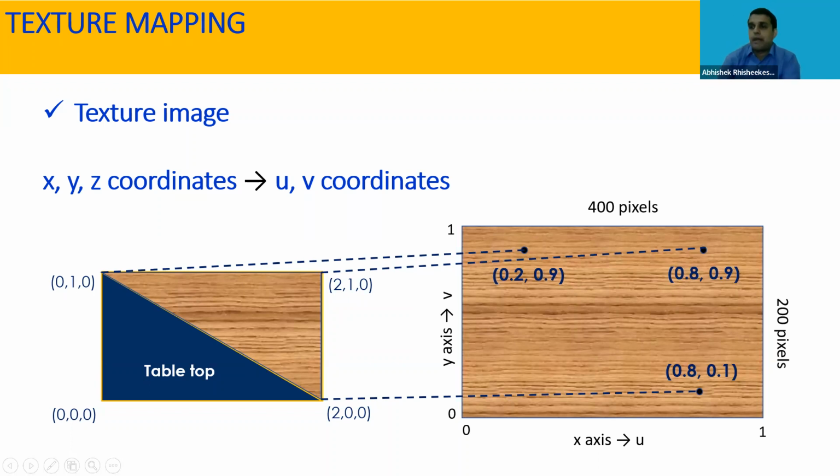Similarly, other vertices of the triangle can be mapped to different UV coordinates in the texture image as shown here. Now, the advantage with storing such a texture map is that it can be reutilized for texture mapping the same person's face in different scenes in a 3D graphics application.